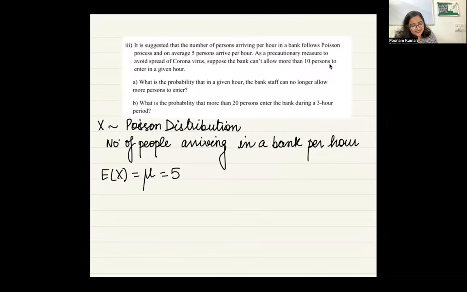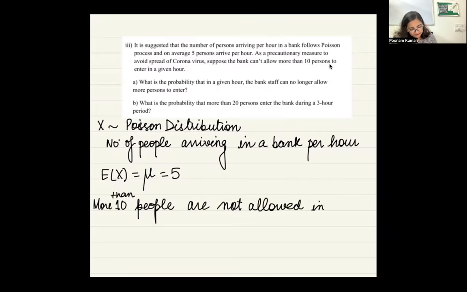So what are they saying? In order to avoid the spread of coronavirus, the bank cannot allow more than 10 people to enter in a given hour. So more than 10 people are not allowed inside the bank in an hour. Okay, fine. So we've understood what they are saying.